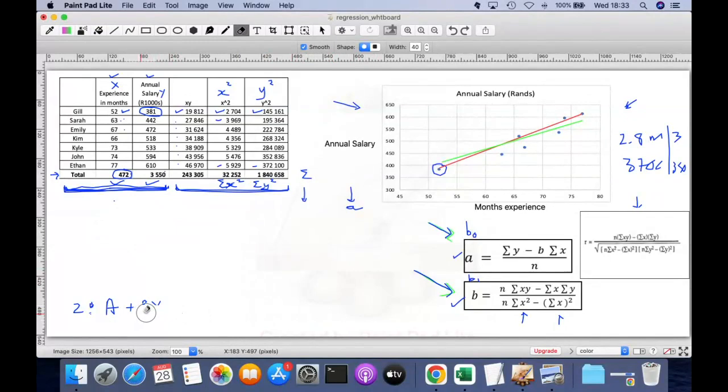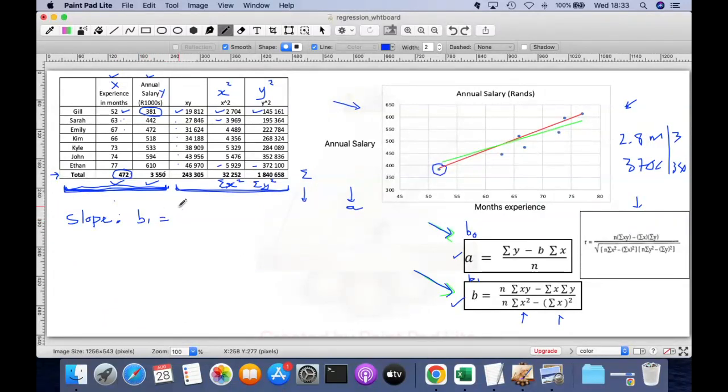Okay, the long method and the short method. Let me do the long method first, because often they'll give you just 3 marks to get the slope. So we're going to work out the slope, or your gradient. In other words, the slope is gradient. If you want to work out the slope, that is our B1, aka B.